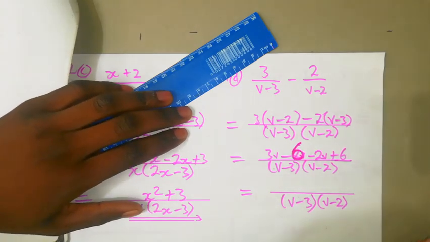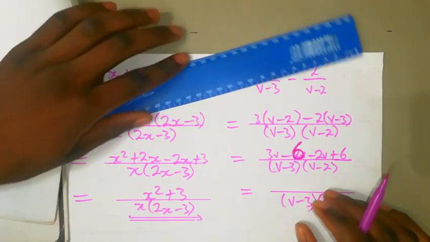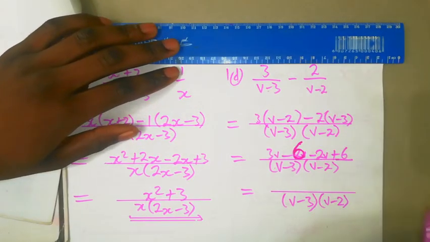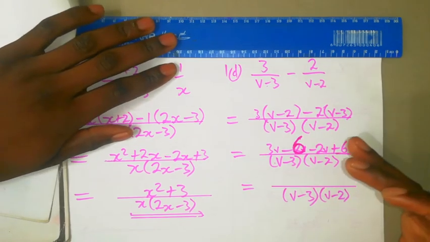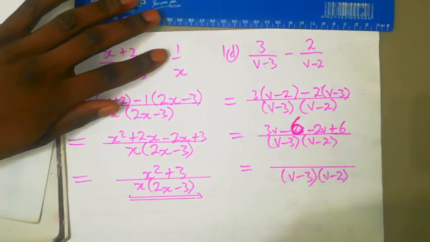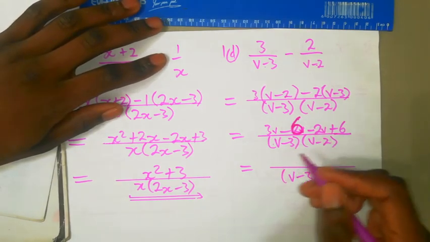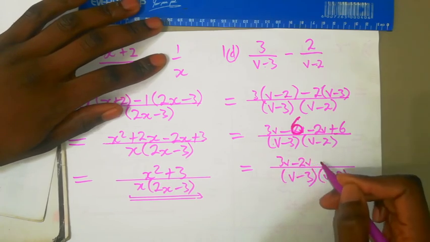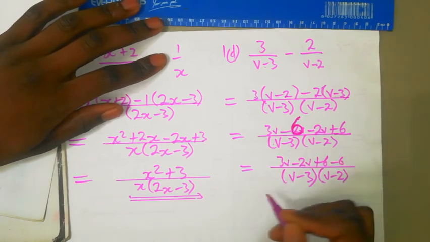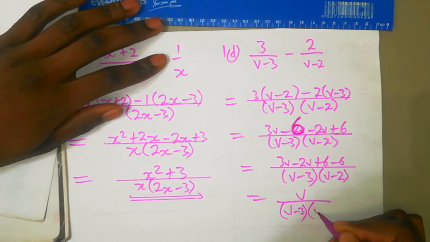Yeah, you see? So as you do your workings, make sure you keep a close eye on your previous workings before you proceed. That's how you improve on mistakes in maths. So in this case, I'm going to my final answer. That's 3v minus 2v plus 6 minus 6 is equal to v all over v minus 3, v minus 2.